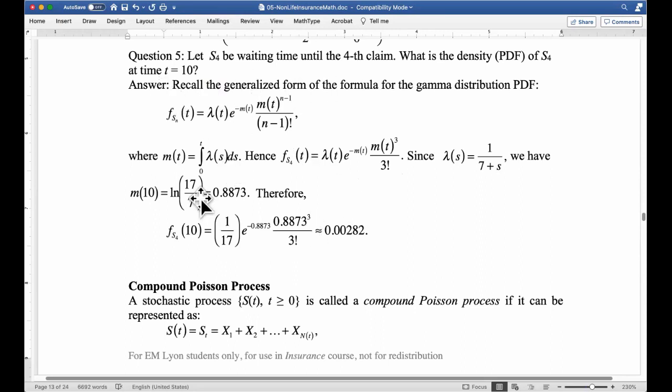This is the form where m of t is the integral from 0 to t of lambda of s ds. So we get this if we plug it into this formula. Since lambda of s is 1 over 7 plus s, we have m of 10 equal to the natural logarithm of 17 over 7, or 0.8873. And therefore, the value at 10 is 1 over 10 plus 7, so 17, e to the minus 0.8873 times e to the 0.8873 over 3 factorial, and this ends up being approximately 0.00282.